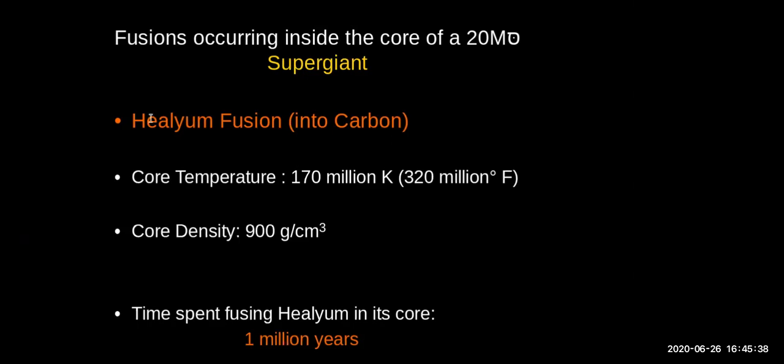Now, do you have to remember helium fusing to carbon? That might be a good thing to know, but do you have to worry that it's 320 million degrees Fahrenheit in the core? No, but just see that it keeps getting hotter. The density now is 900 grams per cubic centimeter of the core.